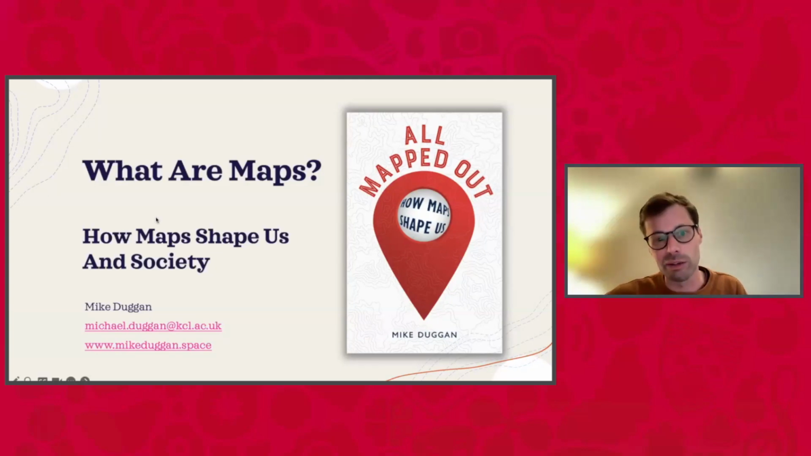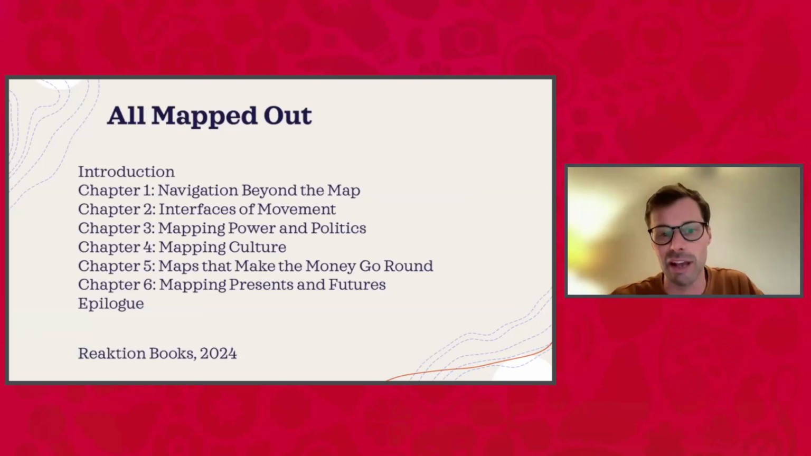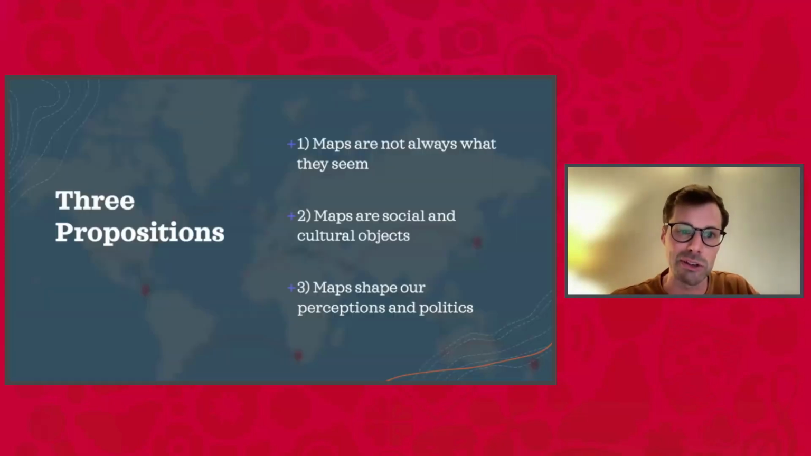The book itself, if I can go to my slides, covers a number of different topics ranging from navigation all the way through to how maps influence power, politics, culture, how location data and advanced geospatial technologies, including AI, are changing how and why we use maps and the impacts they have around the world. But for today, I'm just going to focus on three aspects. So it's just a very clear presentation.